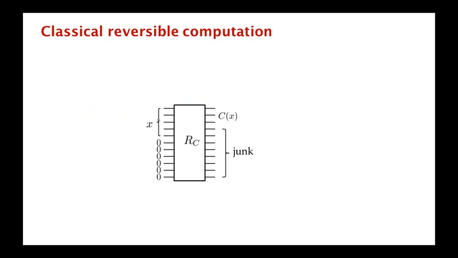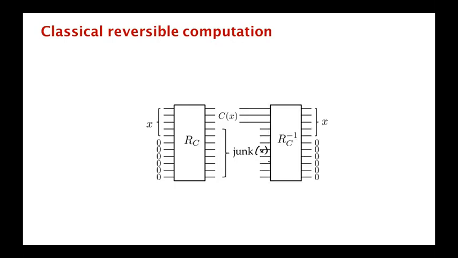It takes as input x, a bunch of zeros. It outputs c of x, the correct answer. But then it also outputs this junk, which may be a function of x. So what are we going to do? Well, remember it's a reversible circuit, so we could apply the reverse of the circuit.